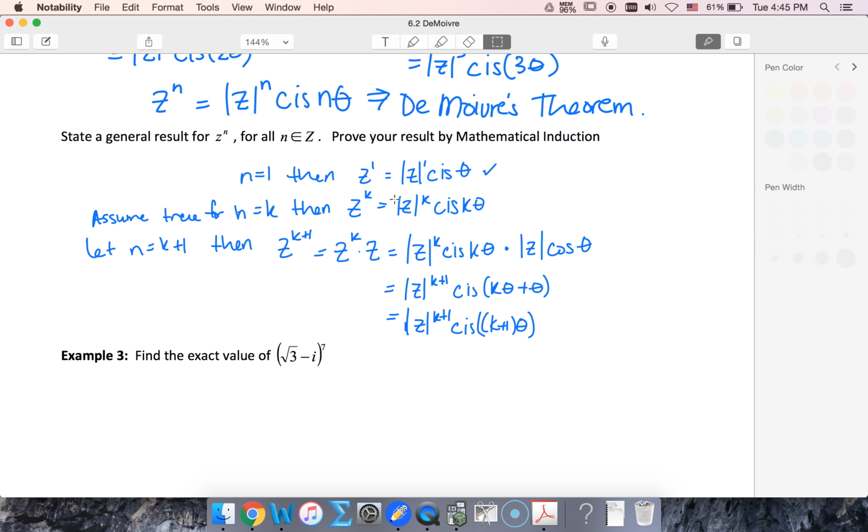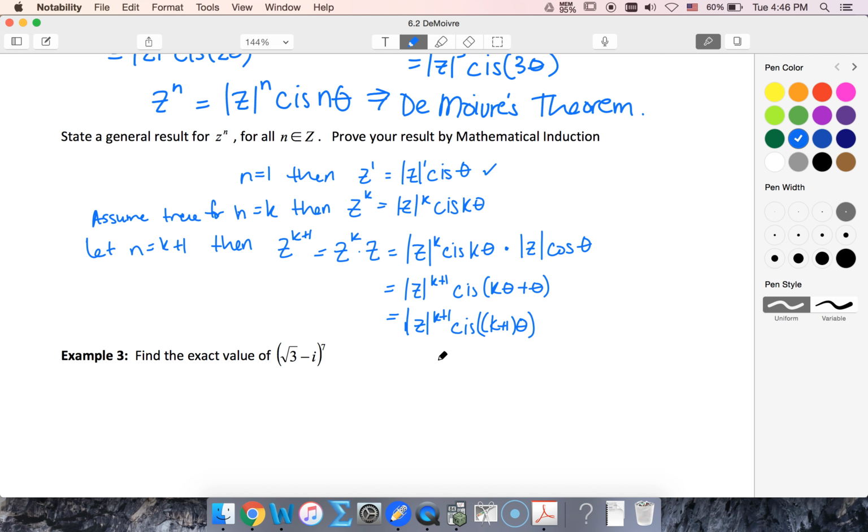So z to the k is magnitude z to the k cis k theta. We let n equal k plus 1. So z to the k plus 1 would be z to the k times z. I use the previous statement to fill in z to the k, multiply it by z, and now I use what I know about products, so I can multiply the magnitudes and then sum the arguments, and I end up with z to the k plus 1 equals magnitude z to the k plus 1 cis k plus 1 theta.